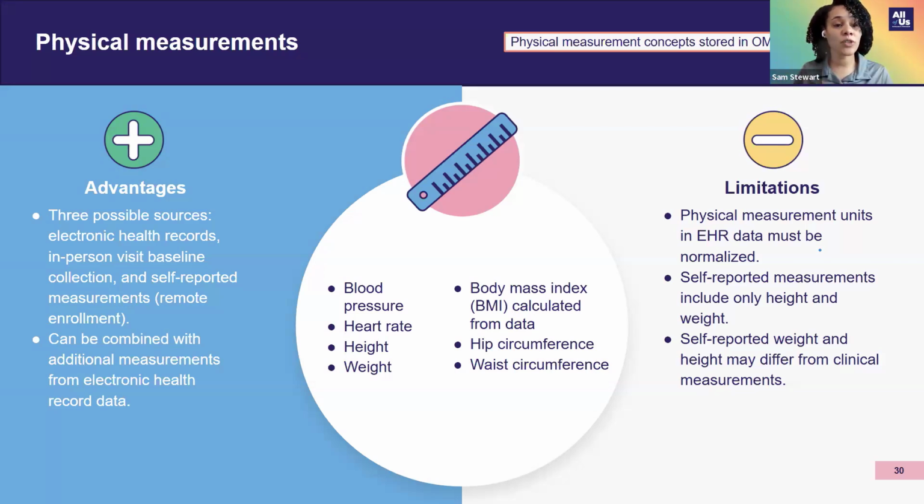So that's a few different sources of physical measurements. One of the limitations is that the physical measurements units in the EHR, you will have to do that normalization on your own. Sometimes EHR records measurement units and operators differently per source, so you'll have to look at that. Also, self-reported measurements include only height and weight, where enrollment site visits have some more information like the body mass index, hip circumference, waist circumference, etc.